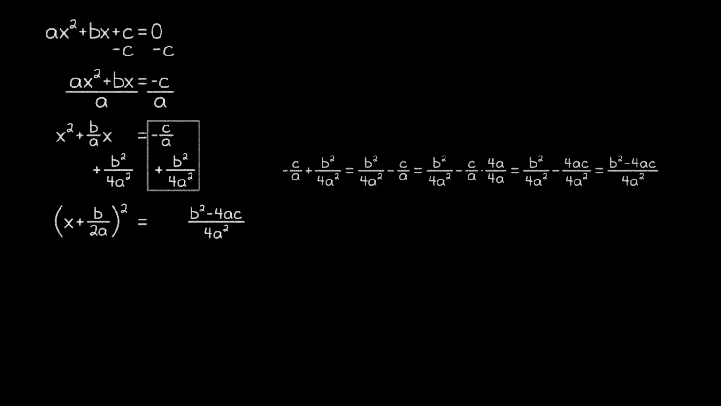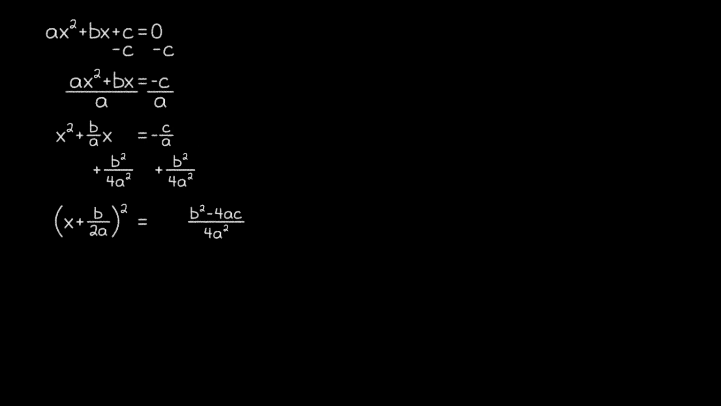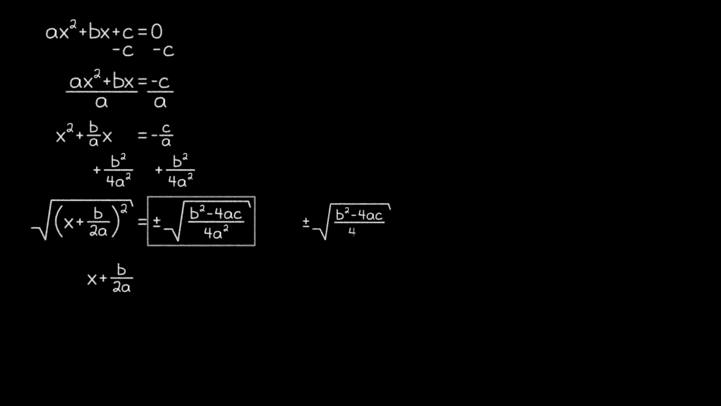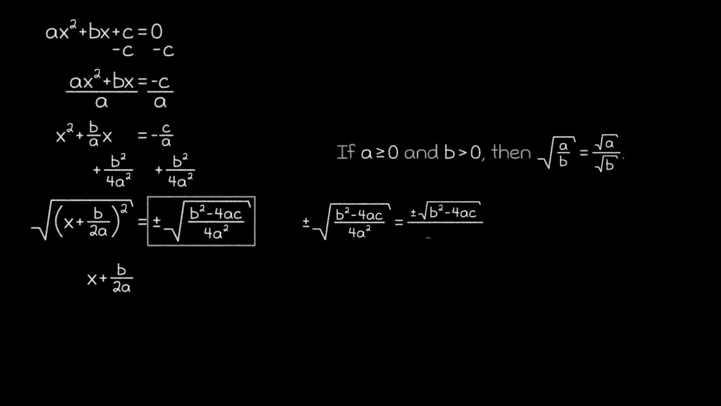At this point, we're ready for a key step in solving quadratic equations: taking the square root. On the left side, this simply eliminates the exponent from our perfect square. But on the right side, the simplification is a bit more involved. We'll need to think back to this property of square roots to see that we can take the square root of the numerator and denominator separately.